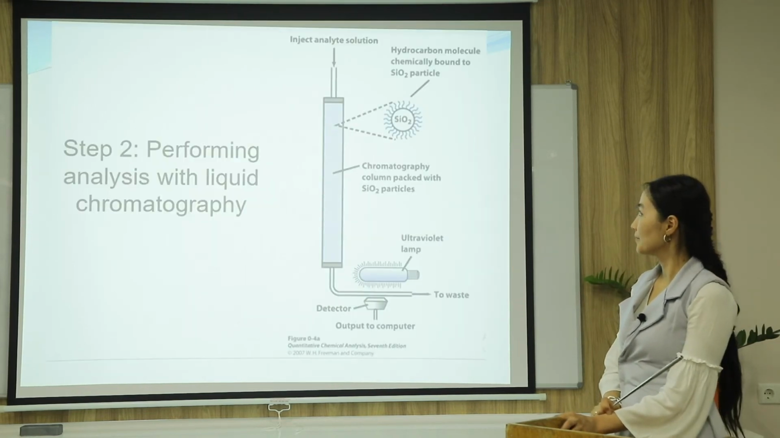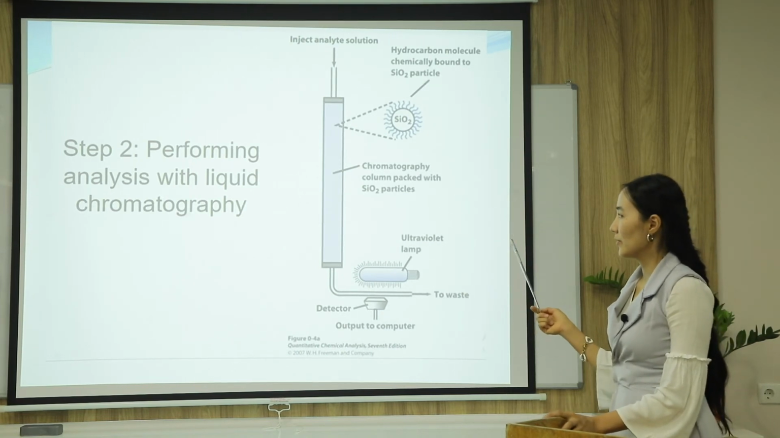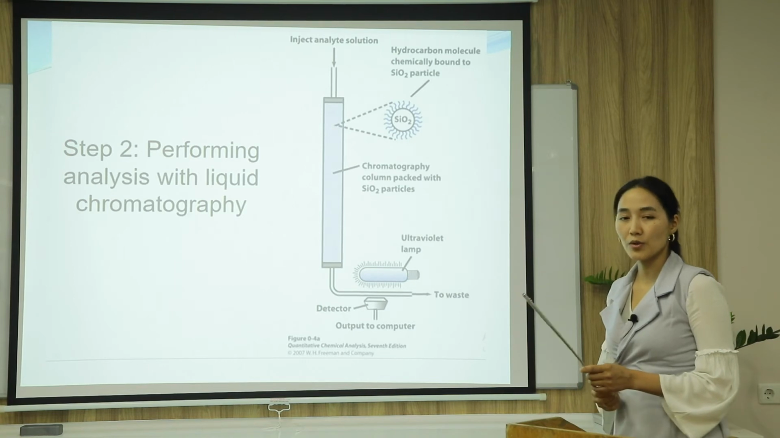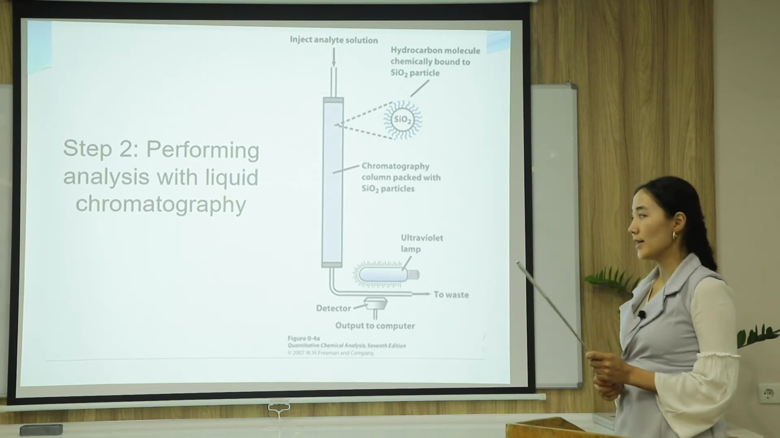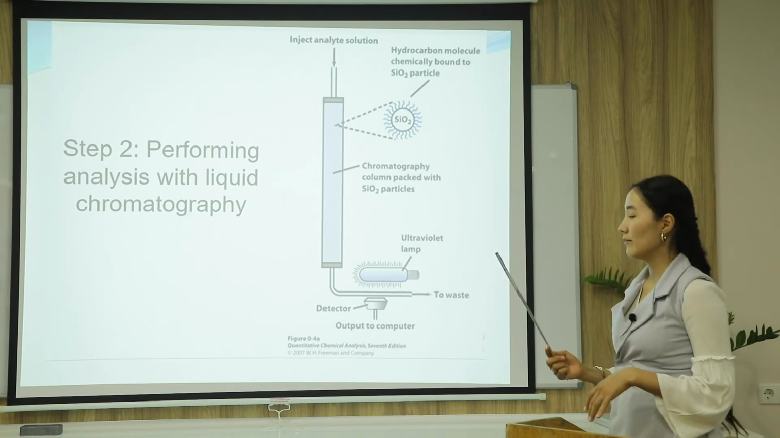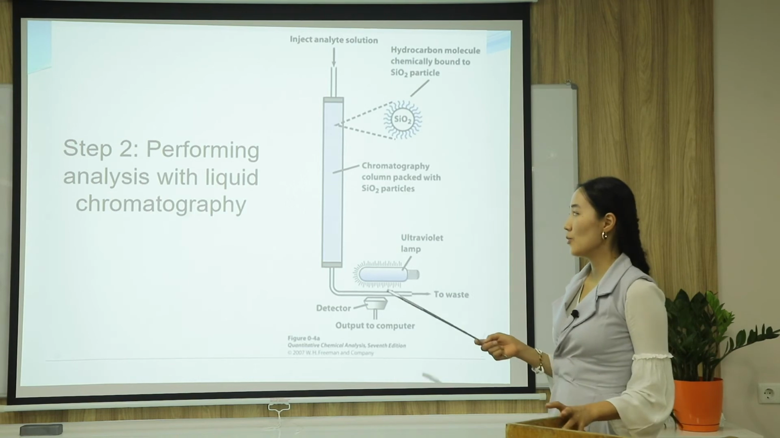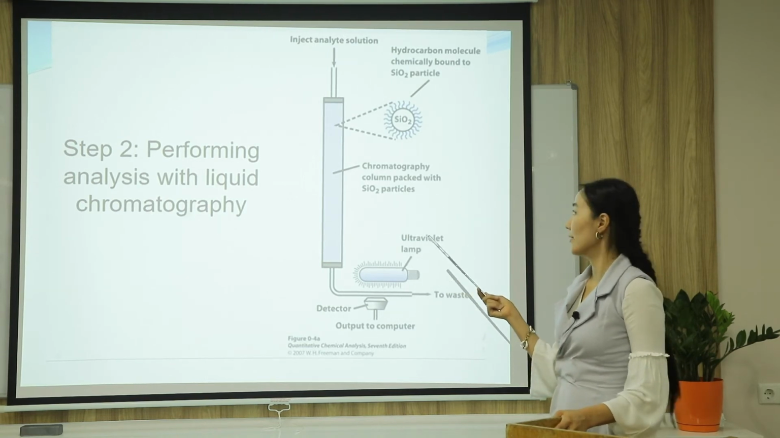Please, next. So step 2 is performing analysis with liquid chromatography. Why are we working with liquid chromatography? Because we are adding petroleum ether to the chocolate bar. If we had a gas medium dispersed system, we would use gas chromatography.